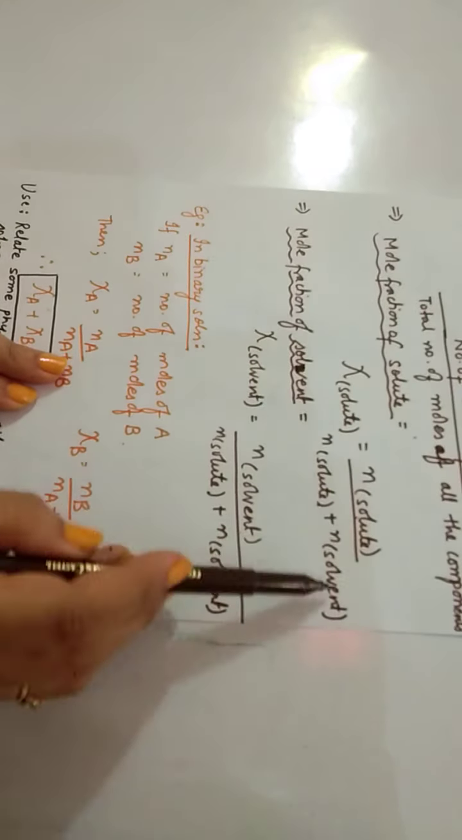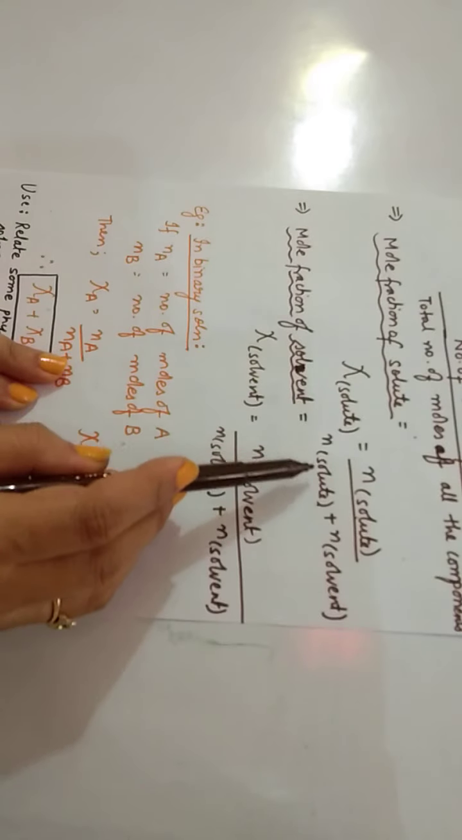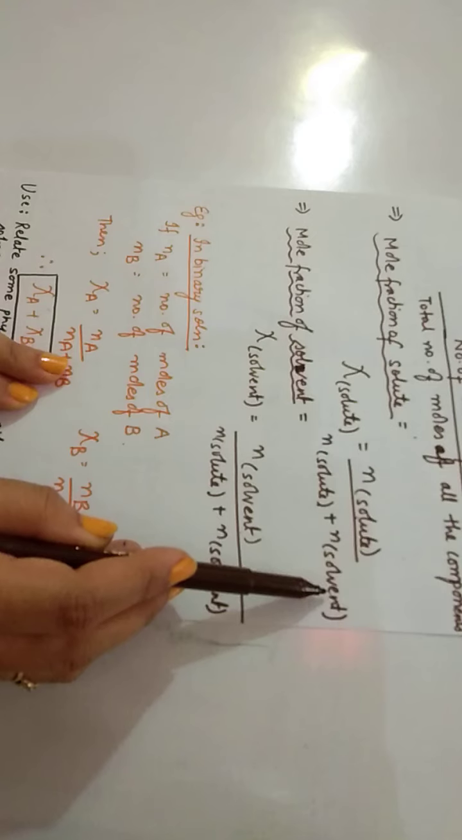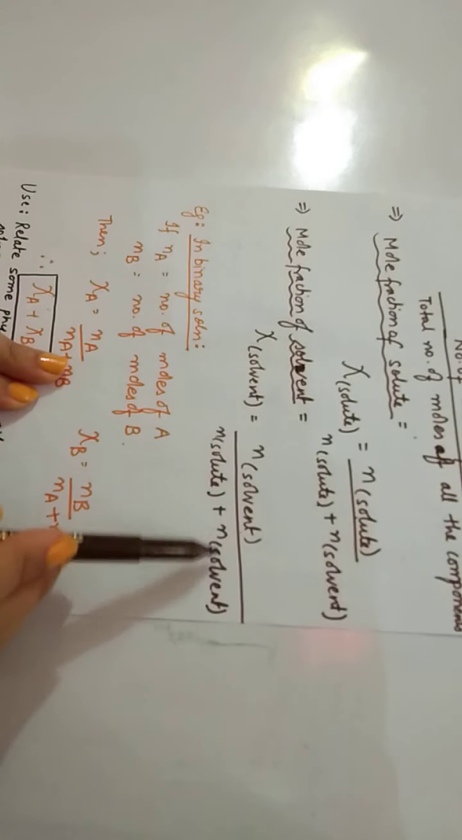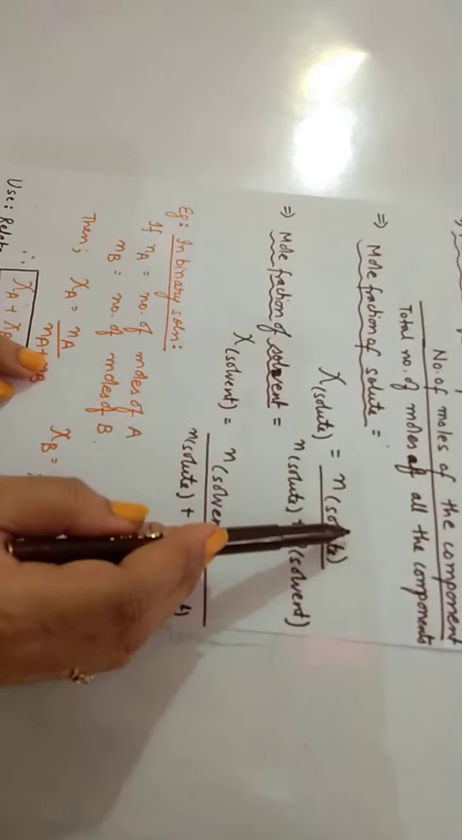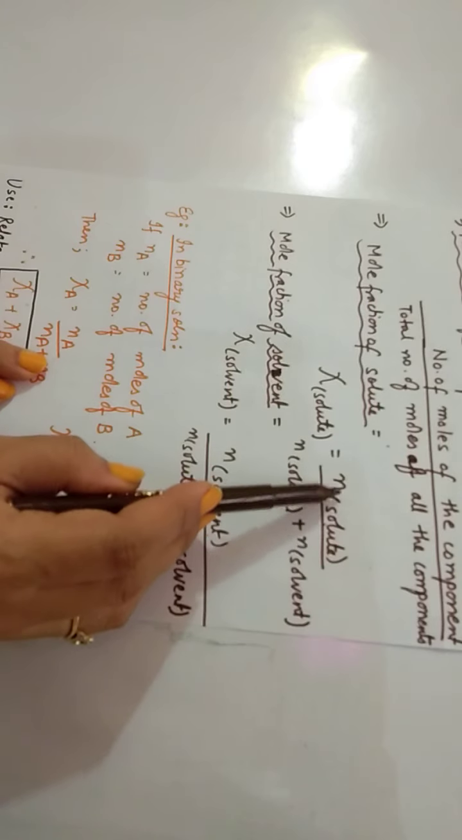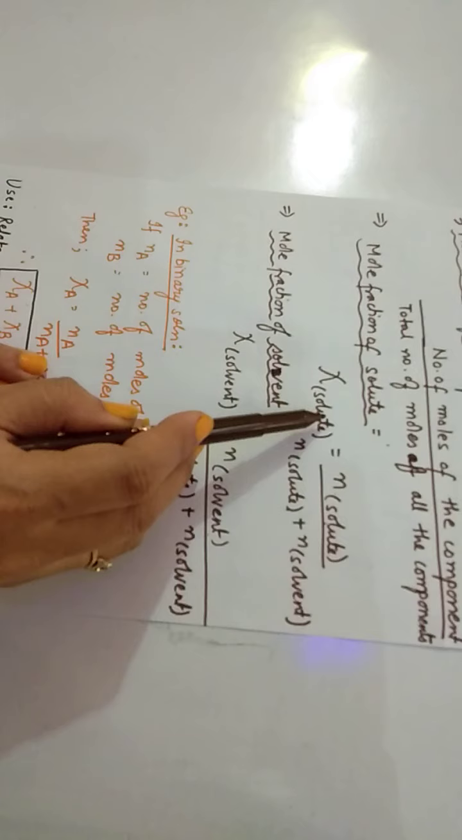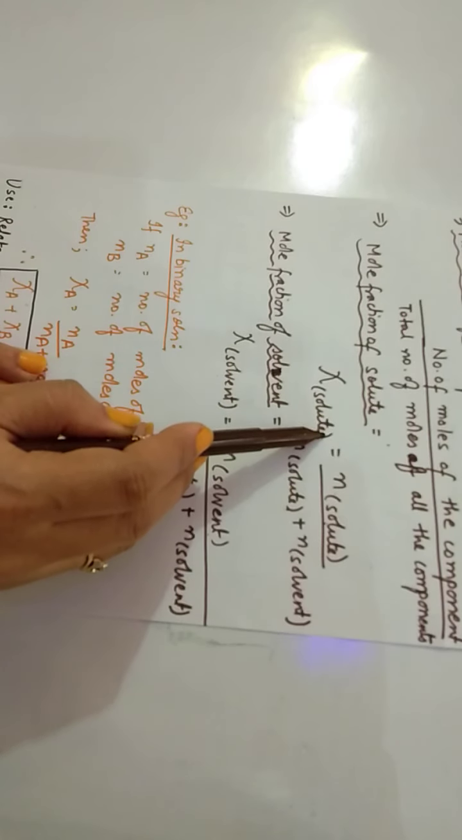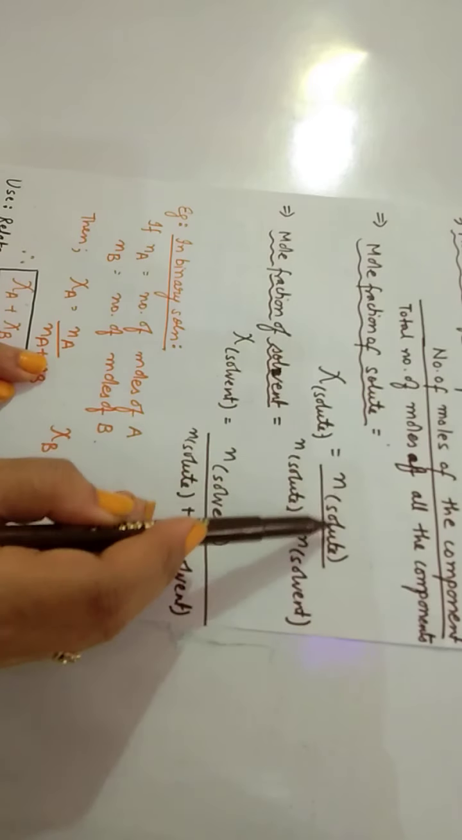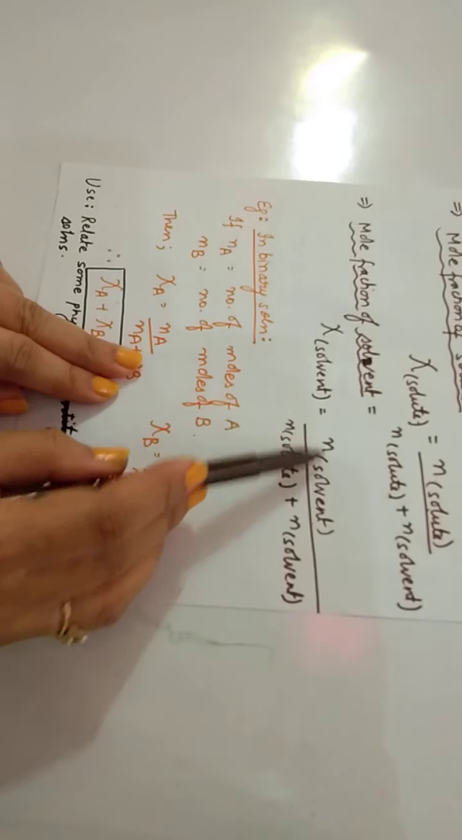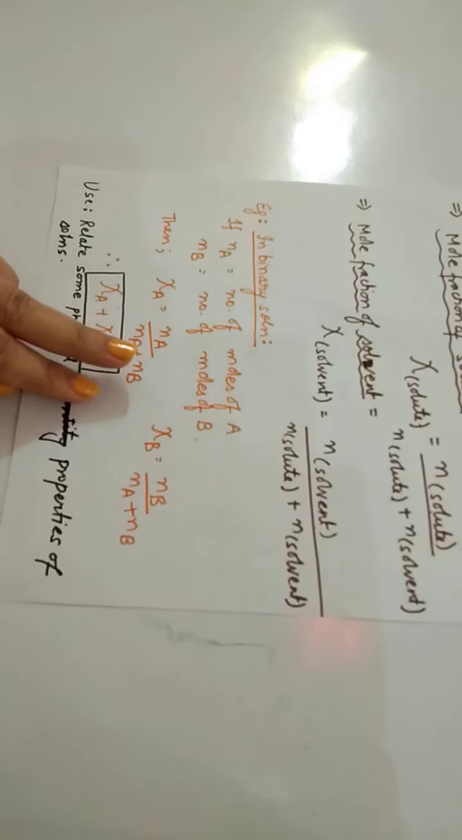So in case of mole fraction, in the denominator, the number of moles of solute plus the number of moles of solvent will always come. And in the numerator, the number of moles of that component of which you need to find out the mole fraction will come. So here you need to find out the mole fraction of solute, so the number of moles of solute. Here you need to find out the mole fraction of solvent, so the number of moles of solvent.